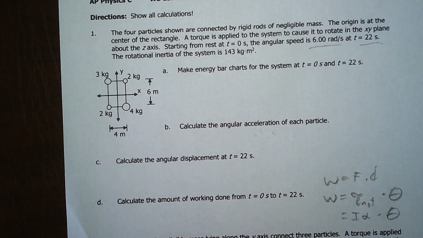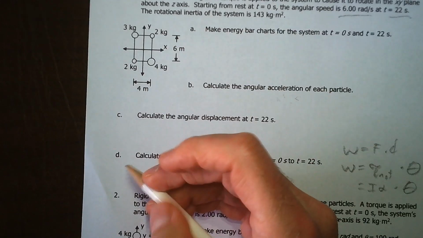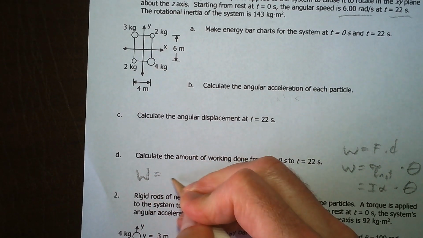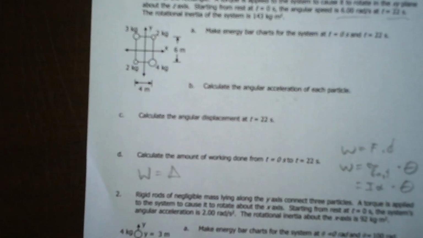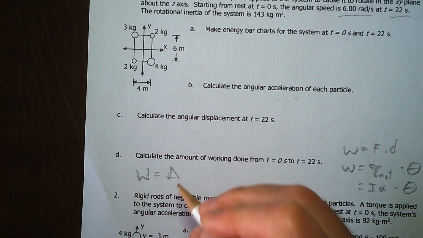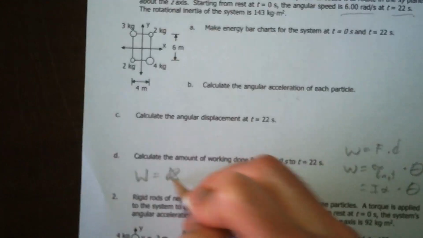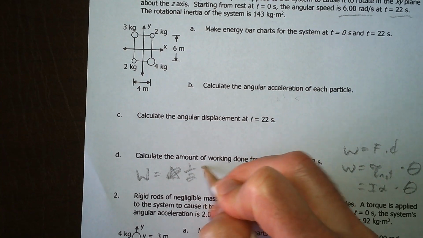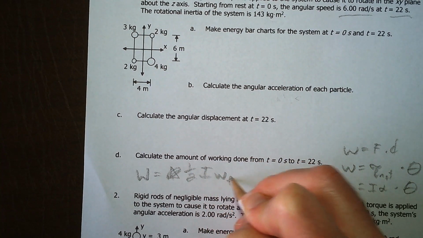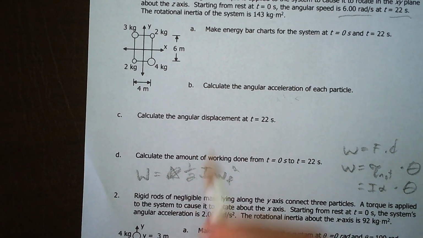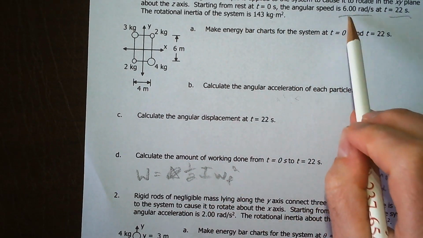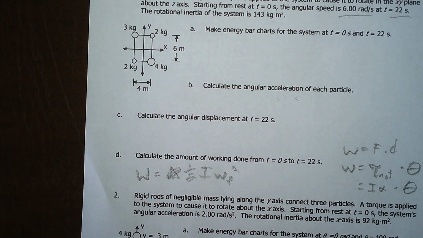Another way to do it, though, is to realize that the work must be equal to the change in rotational kinetic energy. Well, that's going to be equal to 1/2 I omega final squared. So 1/2 of the I they give you times that right there squared. And it should give you the same answer. You should do both of them. Make sure it does. Okay.